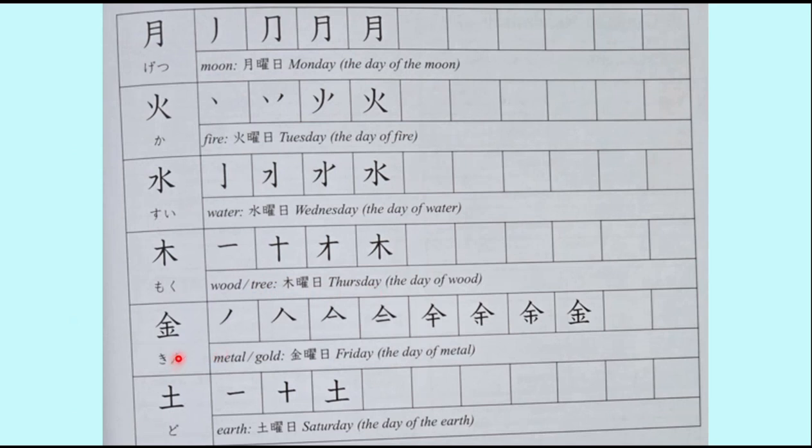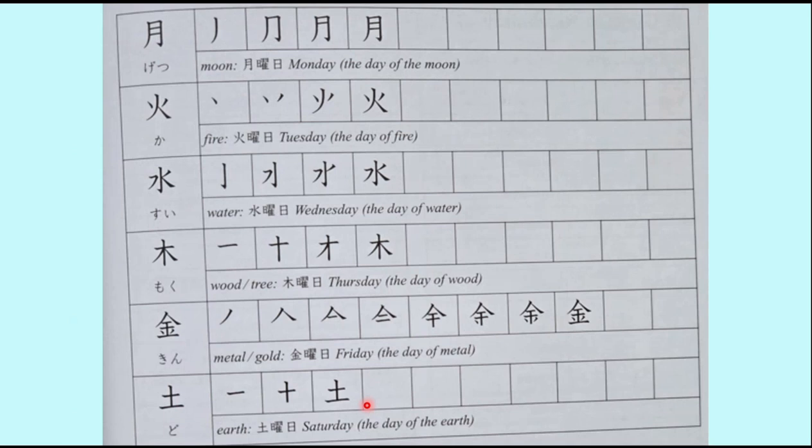Kin. Kin means metal or gold. So this is the first stroke, second stroke, third stroke, fourth stroke, fifth stroke, sixth stroke, seventh stroke, and eighth stroke. This is also very easy to draw. Kin means some precious metal or gold. And when added with yobi, Kinyobi means Friday, the day of metal. And finally, do, which means earth. Doyobi is Saturday, the day of the earth. First stroke, second stroke, and third stroke. In three strokes, you can write do.